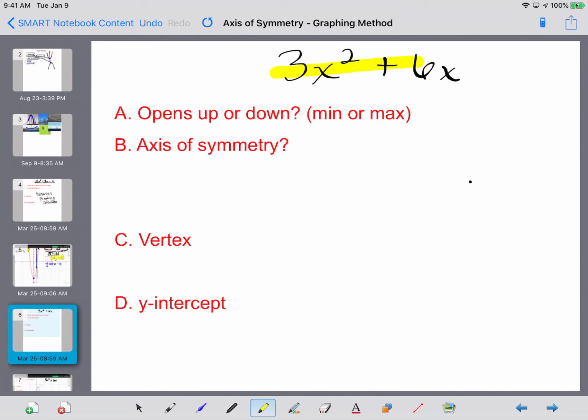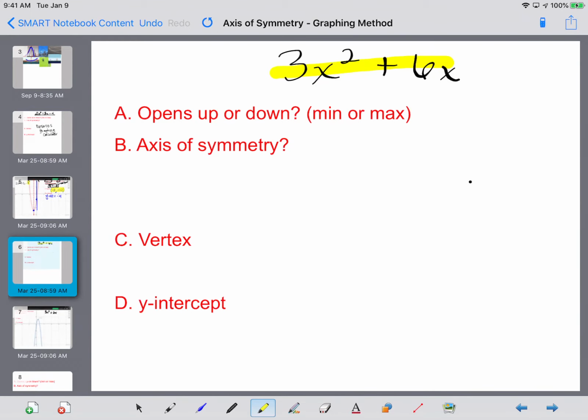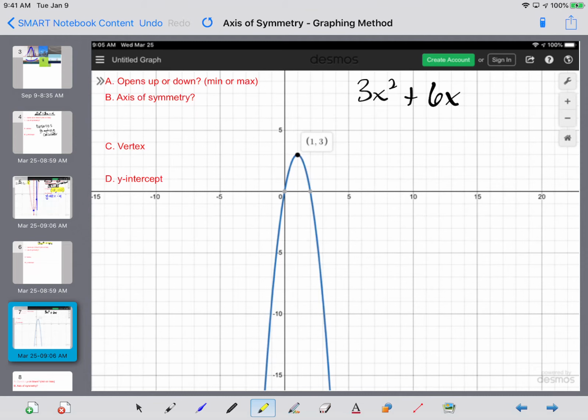3x squared plus 6x. Again, if you go to your Desmos graphing calculator and type it in, this is what you would see. Now this parabola opens down, meaning it has the vertex, that is the highest point of the graph, meaning it is a maximum point. Parabola that faces down, this is kind of like that roller coaster example.